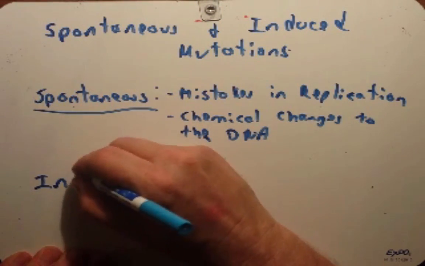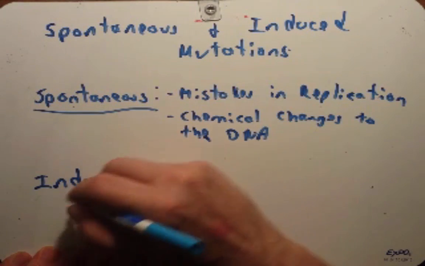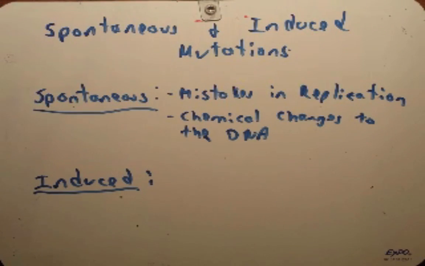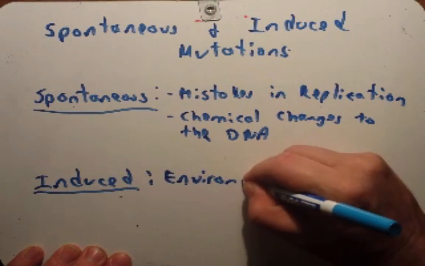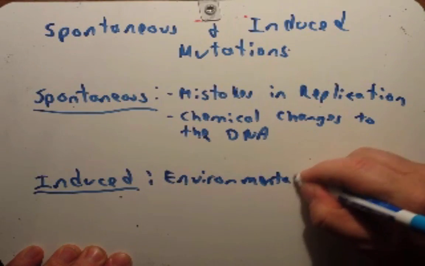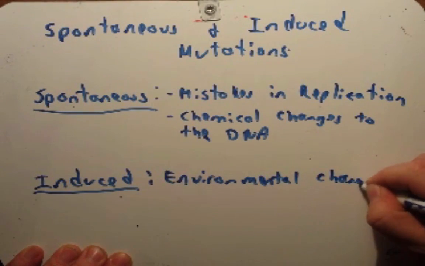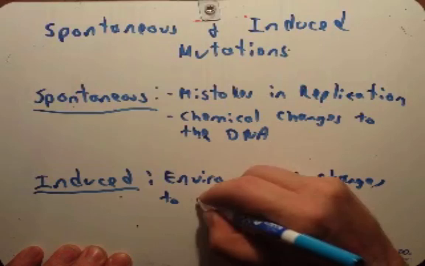The next thing we'll talk about are induced mutations. And as the name implies, these are mutations that form because of some sort of outside agent acting upon the DNA itself. So these are environmental changes to the DNA sequence.